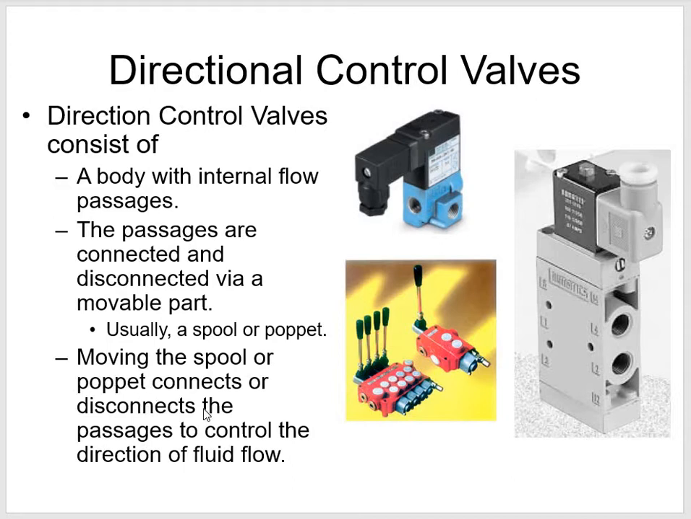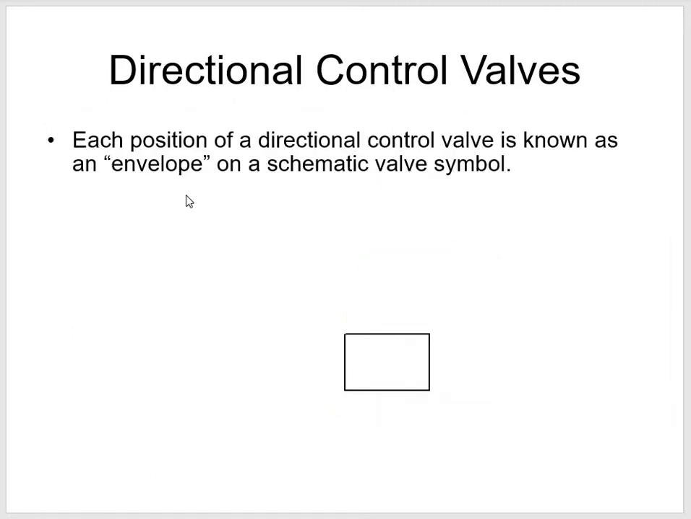Moving the spool or poppet connects or disconnects the passages to control the direction of fluid flow. Now remember, when they say fluid flow, they're talking not only about a liquid, like an oil, but also air, which would be considered a fluid because it can pass through and take the shape of its container.